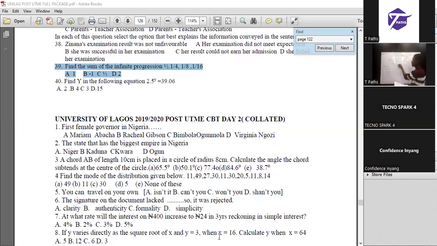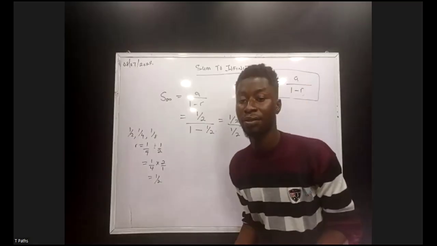So now 1 minus half is just half. I have half over half, and half over half is 1. So that's option A. That's option A. So do we get that? Option A.